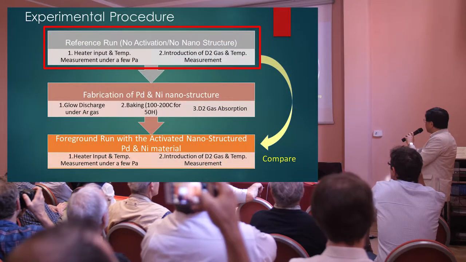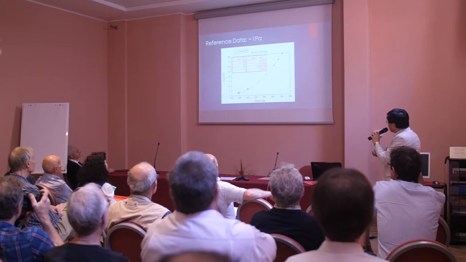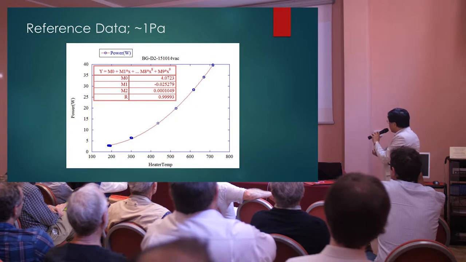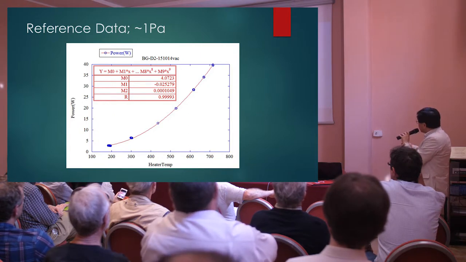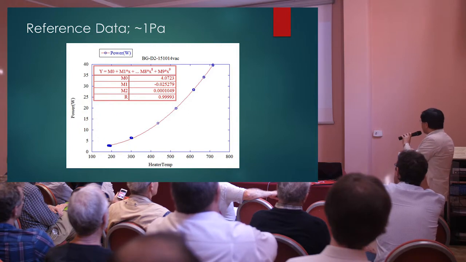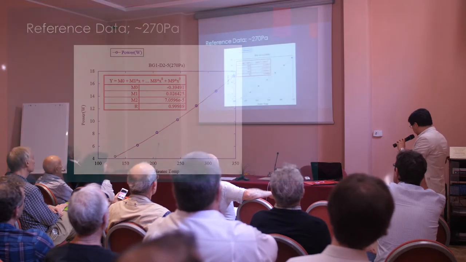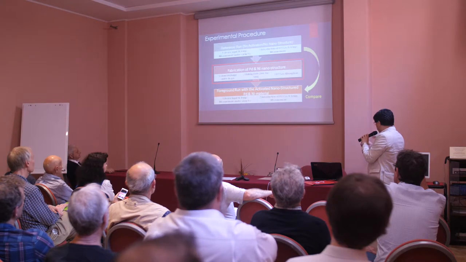I will show the results of the reference run. This is the reference run data under 1 Pascal. Heater temperature is here, and the power input is here. As you can see, we can get a calibration curve like this. And if we input the D2 gas, a little bit different, but we can get very precise reference data like this.